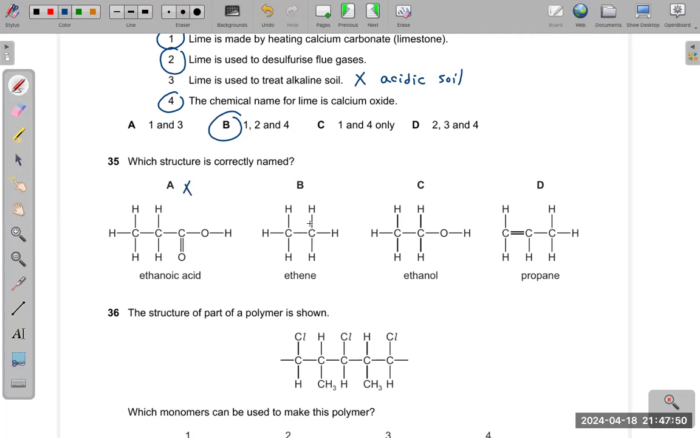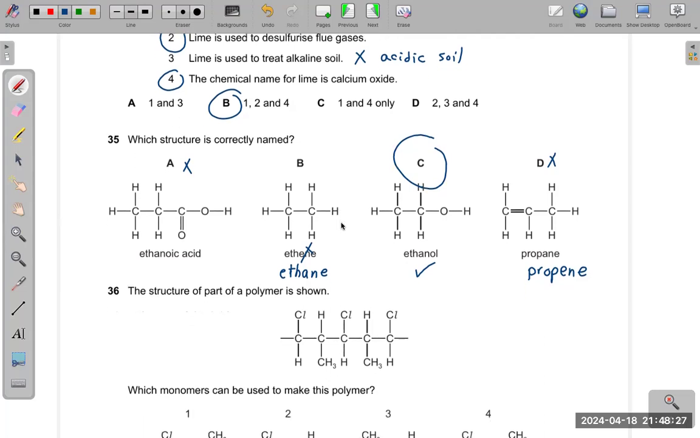What about this one? Is this an ethene? Yes. هل فيها double bond? No. No double bond. So is this ethene or ethane? It's not ethene. It's an ethane. This is also wrong. Ethanol, is this correct? Yes, 1 2 ethanol. What about this one? Is this a propane or propene? This is propene. So this is wrong. The only one which is correct is number C.